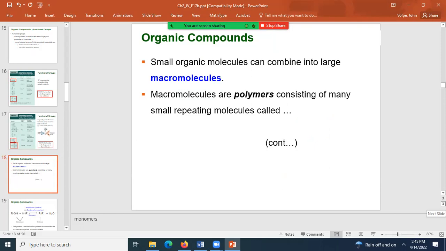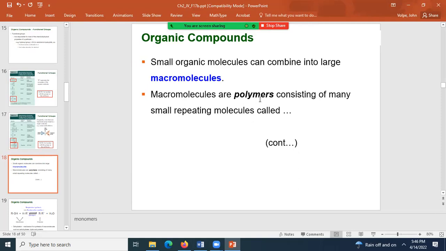All right, when we're talking about organic compounds, it's important to realize that the small organic molecules can combine together to form large macromolecules. The macromolecules we call polymers. Poly means many, poly-mer, I'm not sure what mer means, many units. So many units. And the units that make up the polymer, we call those small repeating molecules monomers. So monomers come together to form the polymers.